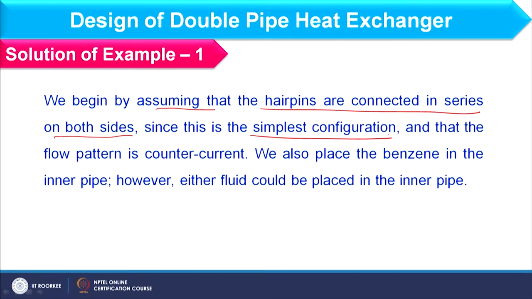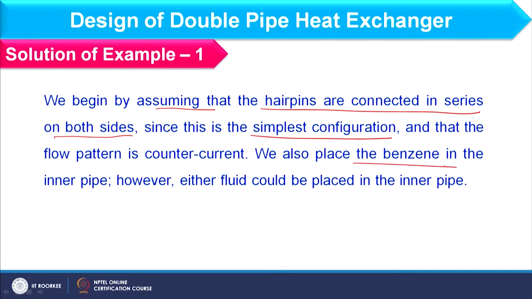If you remember, what we have to find in this problem is the number of hairpins as well as the configuration. So first I am considering the series configuration where both fluids enter in series in the double pipe heat exchanger. For calculation purposes, we can consider that benzene is flowing in the inner pipe and aniline is flowing in the outer pipe, and either fluid could be placed in the inner pipe. So here we first consider that benzene is flowing in the inner pipe. If all design conditions are satisfied, we will keep this configuration, otherwise we relocate the liquid to the inner side or annular side. And here we consider counter current movement between the two fluids because we are considering series configuration.